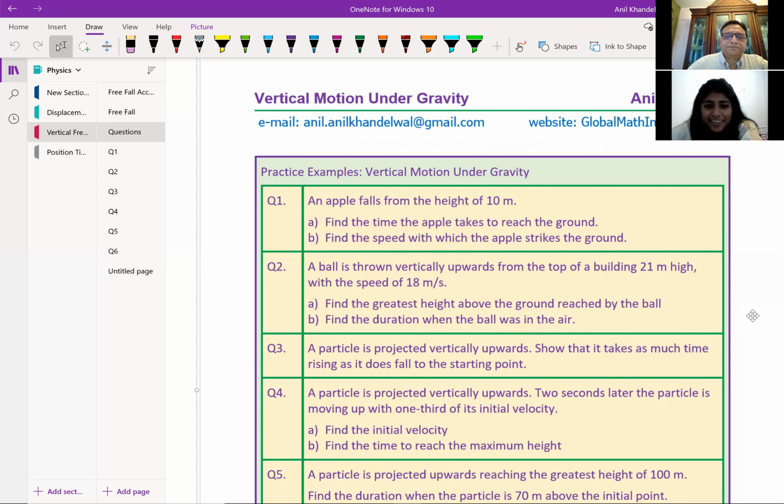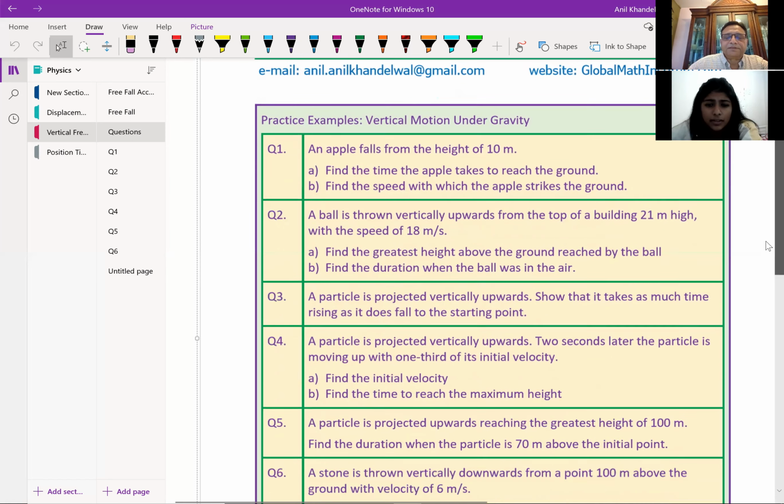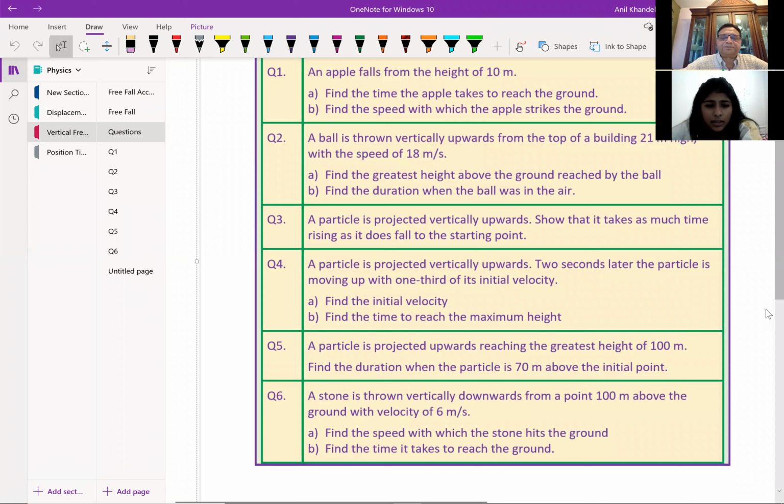Correct. Okay. Question four. A particle is projected vertically upwards. 2 seconds later, the particle is moving up with 1/3 of its initial velocity. A. Find the initial velocity. B, find the time to reach the maximum height. Correct. Example 5 and 6. Question 5. A particle is projected upwards, reaching the greatest height of 100 meters. Find the duration when the particle is 70 meters above the initial point.